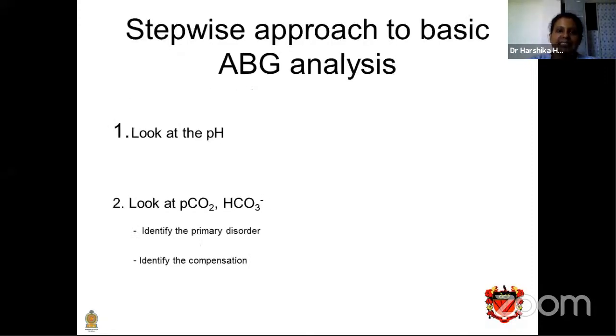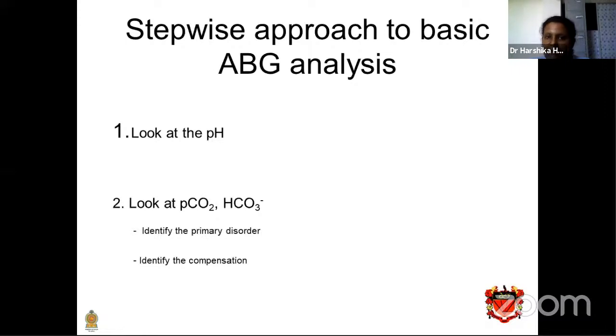Moving to the stepwise approach to basic blood gas analysis, there are two main steps. The first step is to look at your pH. Now you already know the normal pH is 7.35 to 7.45. You call it alkalosis when it is above 7.45. You call it acidosis when it is below 7.35.